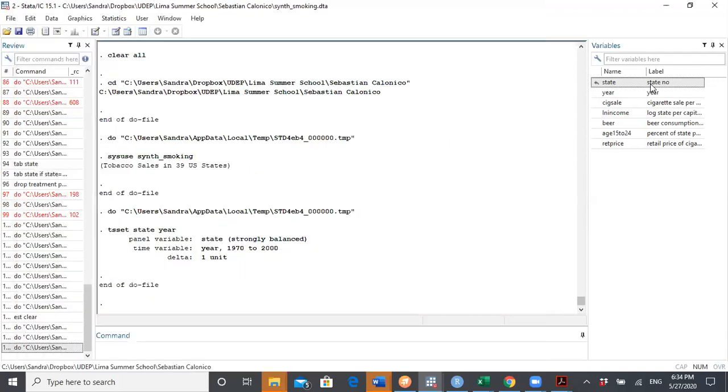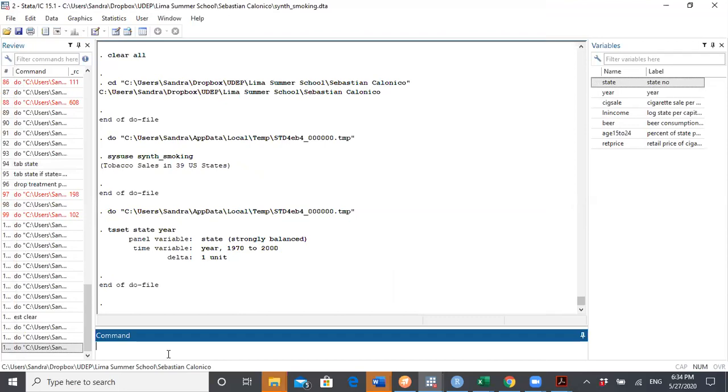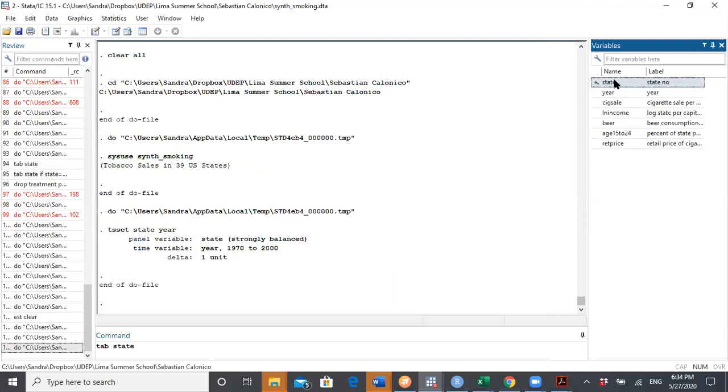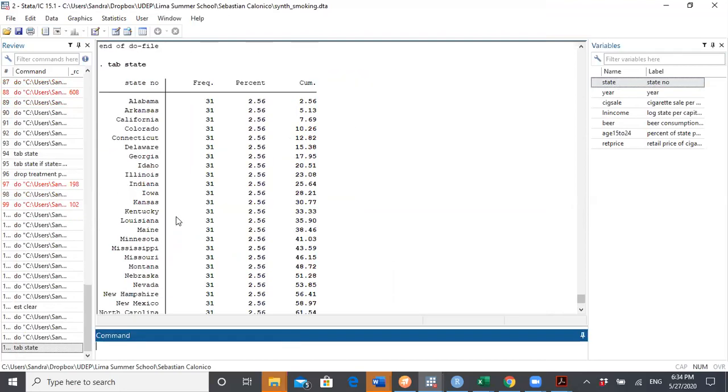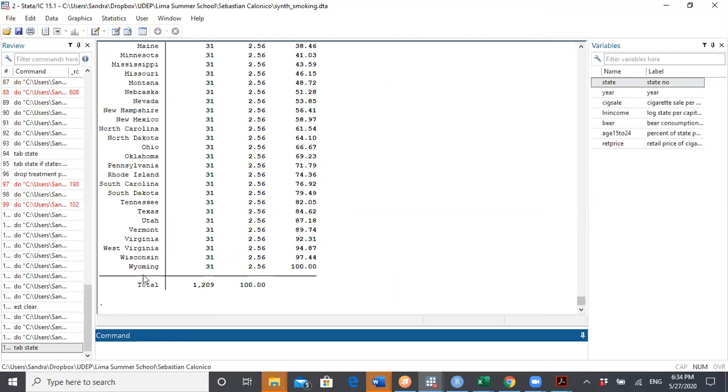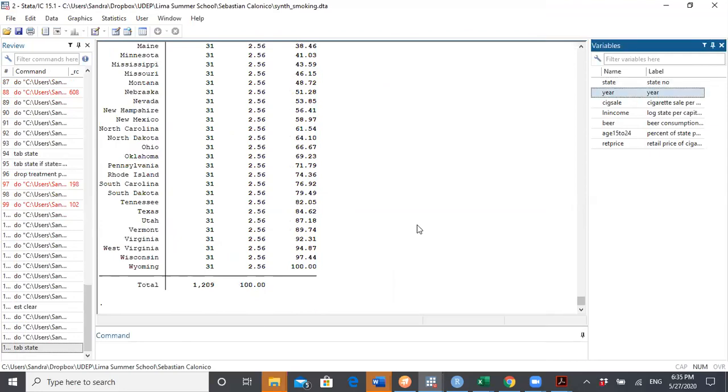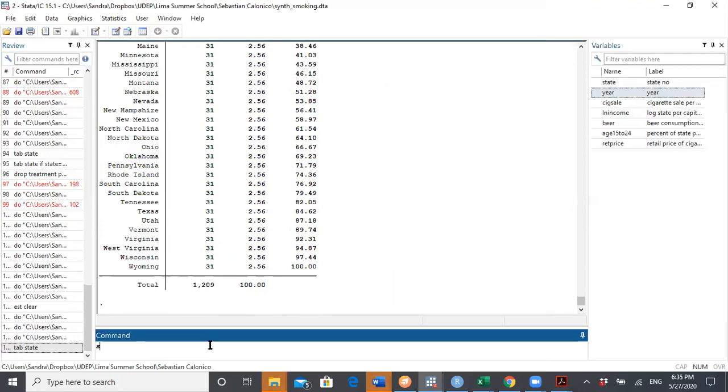So yeah, this is the data set. So they have state, which is the state name, I think, but I'm not sure. So I'm just going to go tabulate state to see what they look like. Okay, so yeah, they just have state name, so all the states that are included. And then year, we know that year goes from, I'll just go summarize.